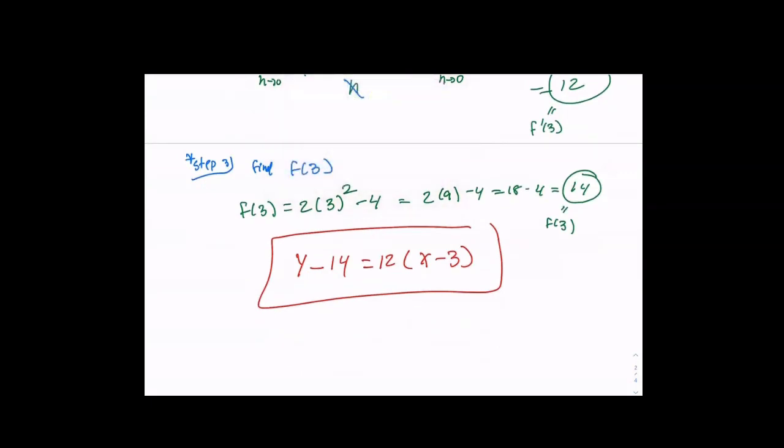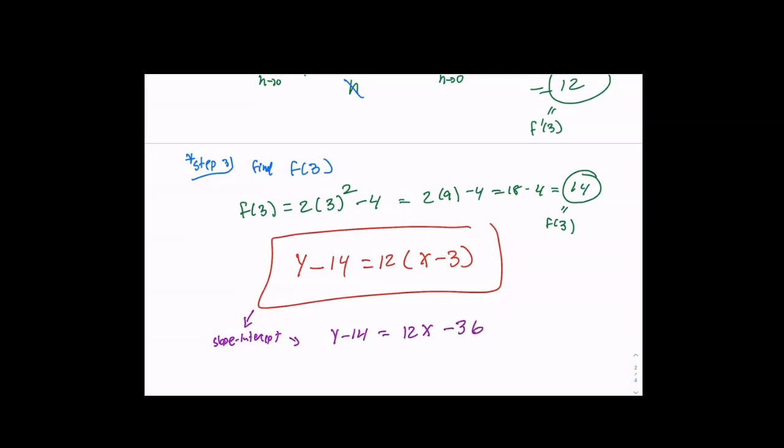If you want to continue, and for Delta Math, I think it's a good practice, try doing it in slope intercept. If you write this answer in Delta Math, I don't think the problem says slope intercept, so if you wrote it like that, you'd get the full credit. But we're going to do slope intercept form, which gives me y minus 14 equals 12x minus 36.